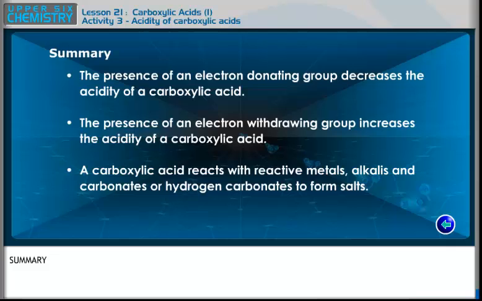The presence of an electron-donating group decreases the acidity of a carboxylic acid. The presence of an electron-withdrawing group increases the acidity of a carboxylic acid. A carboxylic acid reacts with reactive metals, alkalis, and carbonates or hydrogen carbonates to form salts.